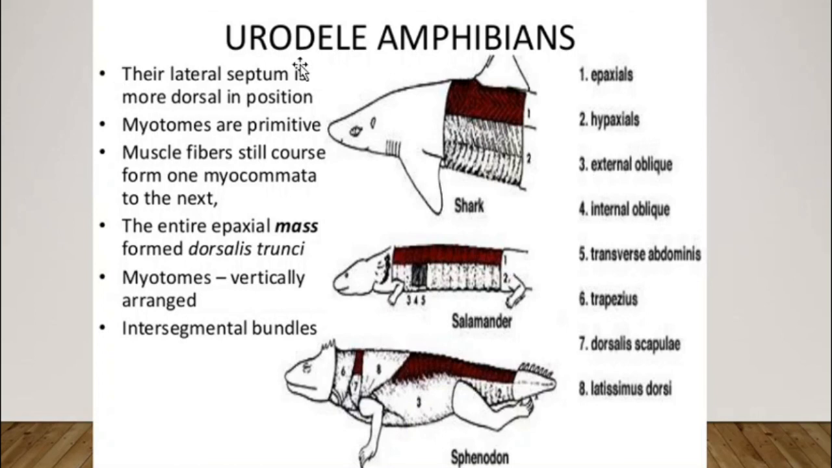So, the lateral septum is more dorsal in position. Myotomes, some primitive muscle fiber still occurs from one myocomata to the next, and the entire epaxial mass forms the dorsalis trunci. So, you have here the reddish portion, the epaxial muscle. The myotomes are ventrally arranged, intersegmental bundles.